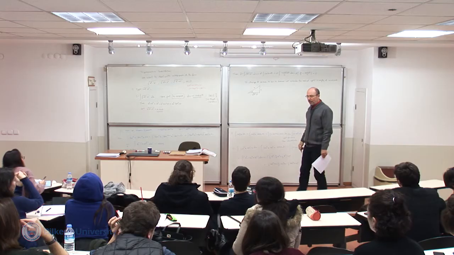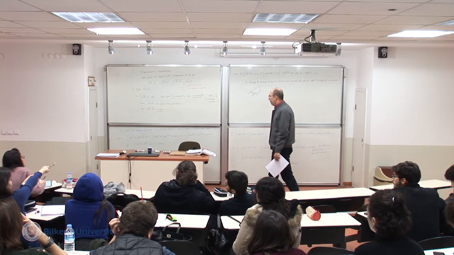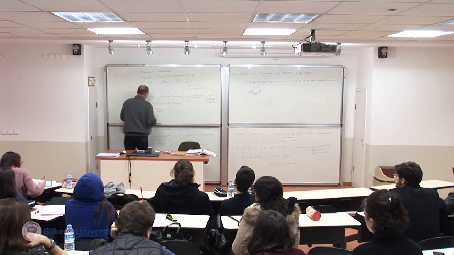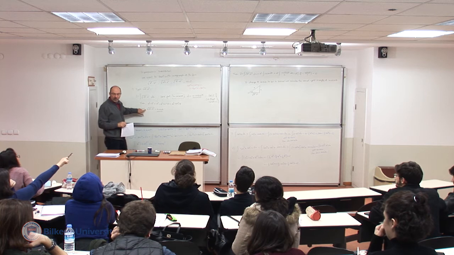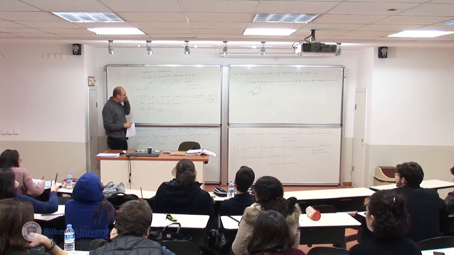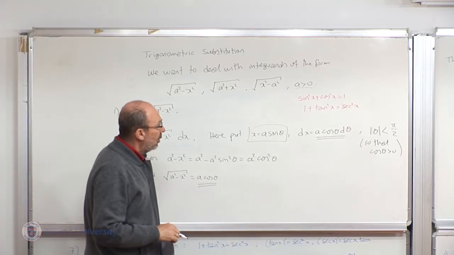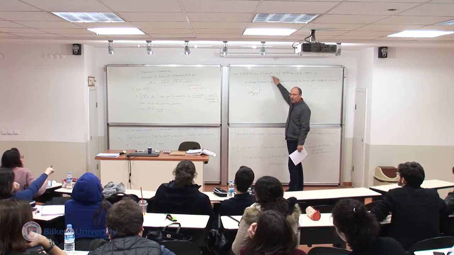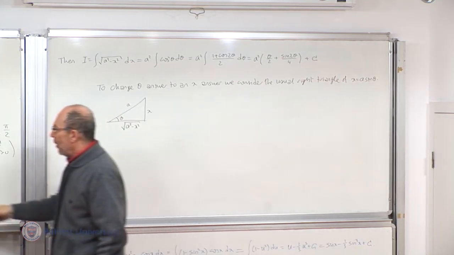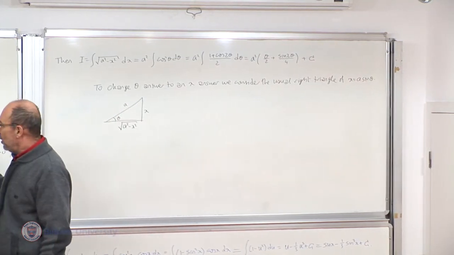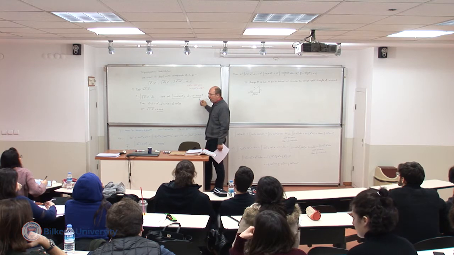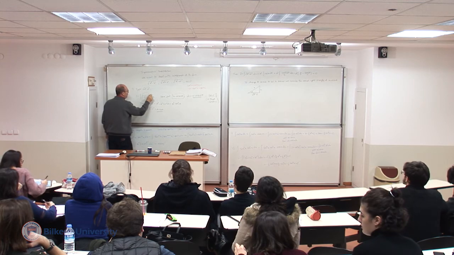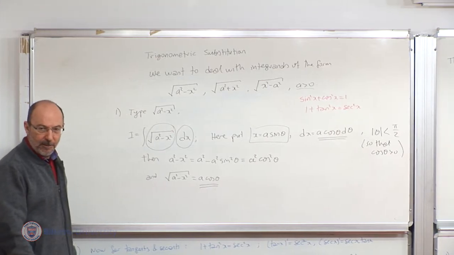Isn't this a cos theta? What? Here? A square cos square theta. Yes, a square cos square theta. But we found a cos theta. You find a cos theta, but I have dx here. So I have this thing and this thing.